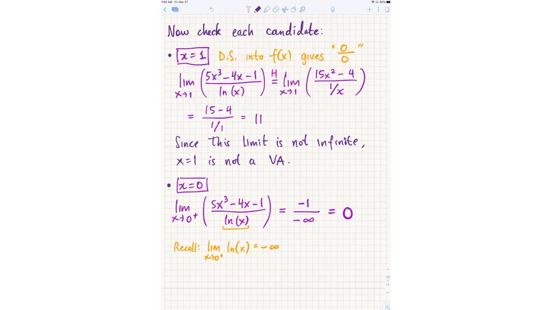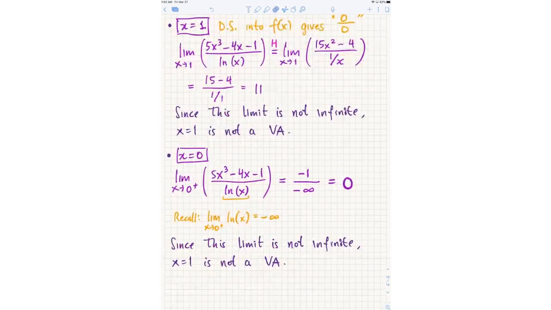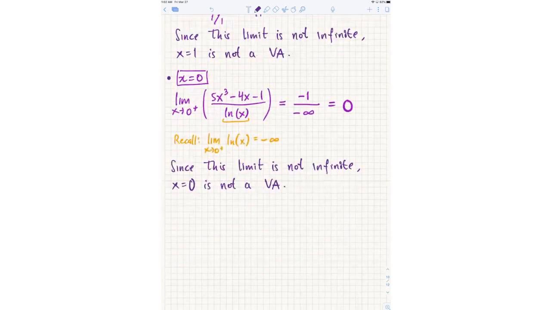And again, since this limit is not infinite, x equals 0 is not a vertical asymptote. So in fact, the only candidates for vertical asymptotes were x equals 0 and x equals 1. Neither of them were, so this function has no vertical asymptotes. Just kind of surprising, right? Kind of a funky looking function. It looks like there's going to be vertical asymptotes, but it ends up there's not a single one.